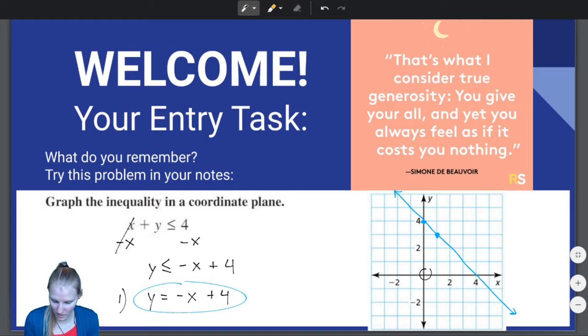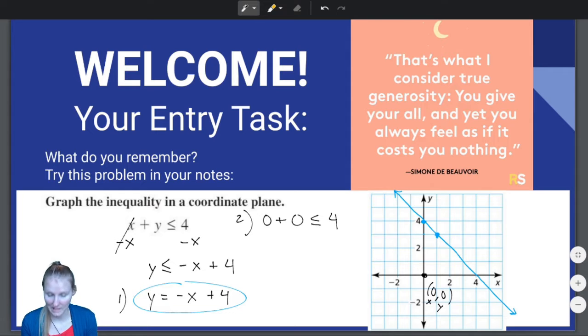So that was step 1. Step 2 is let me plug 0 into the original equation. The point 0, 0, that means that x is 0 and y is 0. So I have 0 plus 0 is less than or equal to 4. Is that true? Is 0 less than or equal to 4?